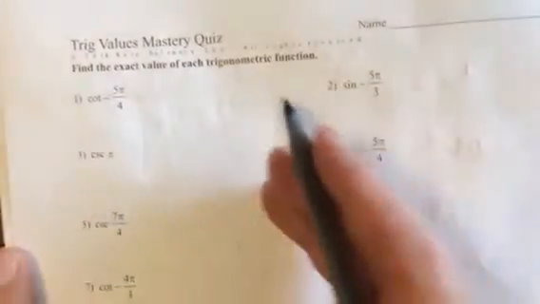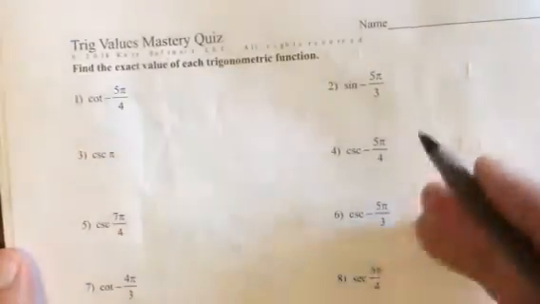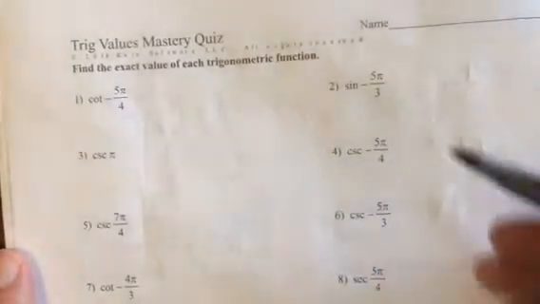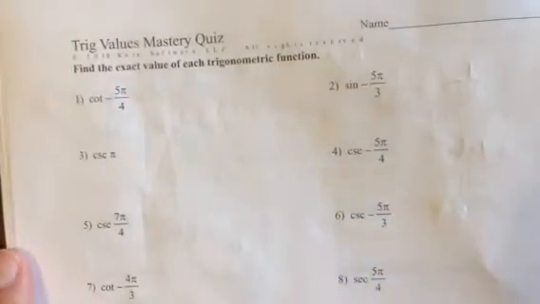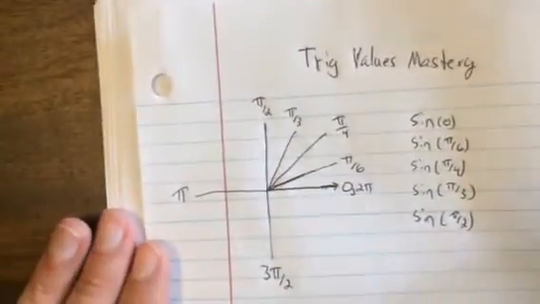On our trig values mastery quiz, we need to be able to do any of the 6 trig functions at any angle. In physics, we use degrees, but in calculus, and any higher level math, we'll always use radians. So we'll be working with radians in this video. I think of this as 3 distinct skills.